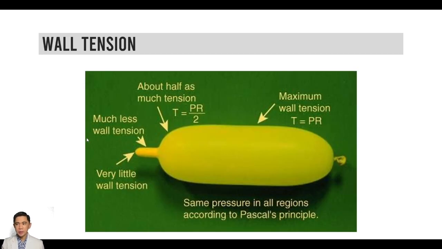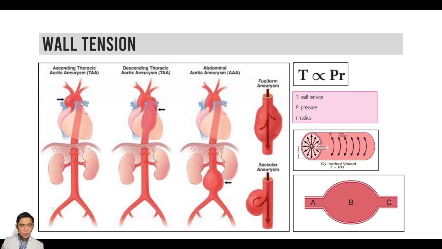To further explain this one, let's see, we have a cylindrical balloon. This segment of the balloon has a higher wall tension than this one, which has a low wall tension. And this shows the development of aneurysms in our aorta, the thoracic aneurysms, and the abdominal aneurysms.